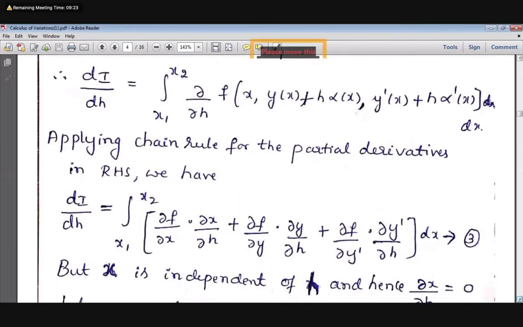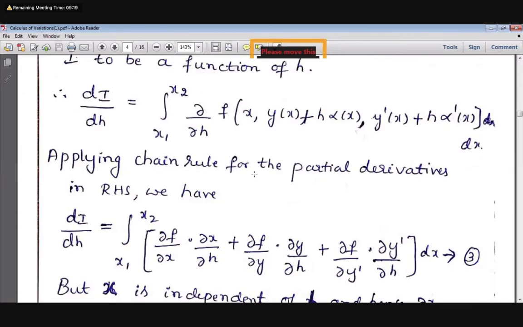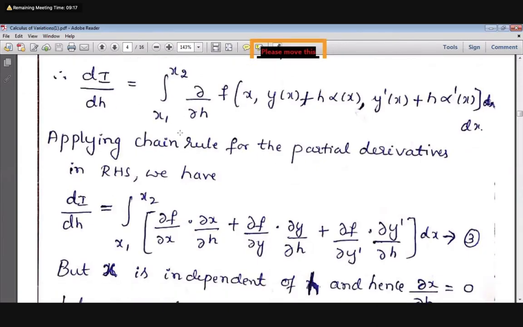Now apply the chain rule. By the chain rule, ∂f/∂h equals ∂f/∂x into ∂x/∂h plus ∂f/∂y into ∂y/∂h plus ∂f/∂y' into ∂y'/∂h. Directly you can't find ∂f/∂h. That's why you calculate ∂f/∂x into ∂x/∂h. That's why the chain rule is useful.